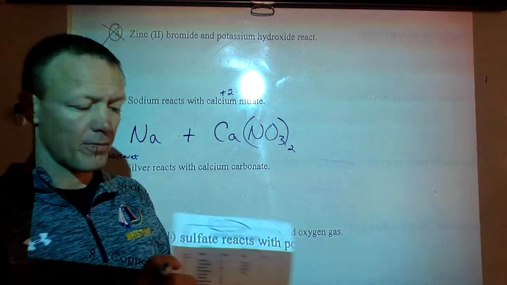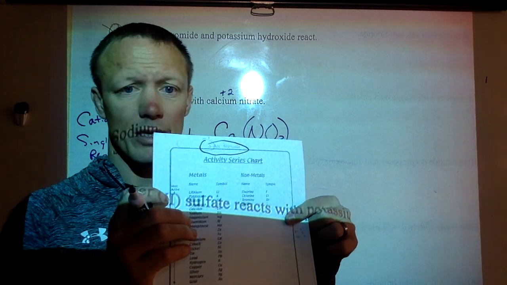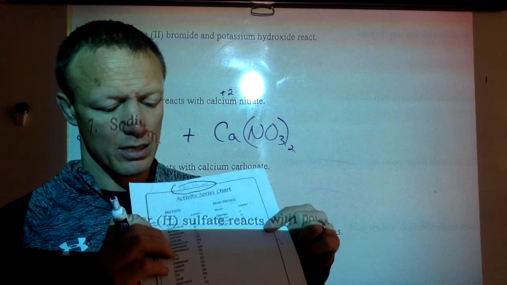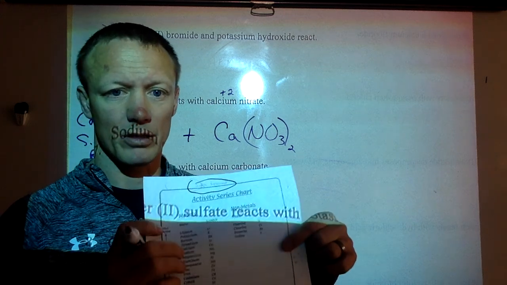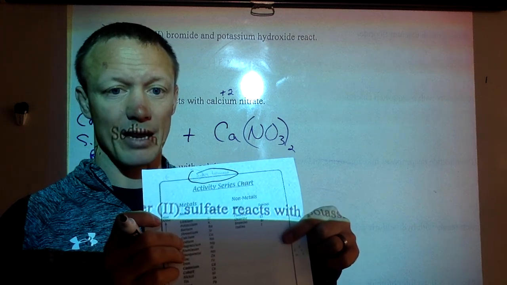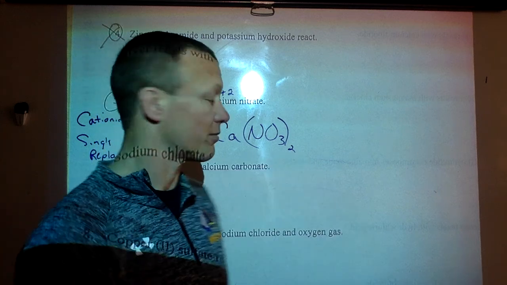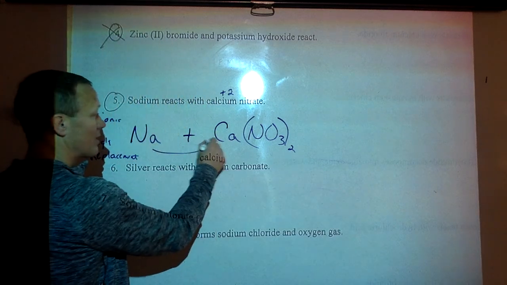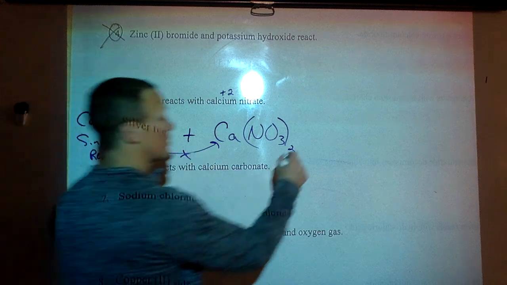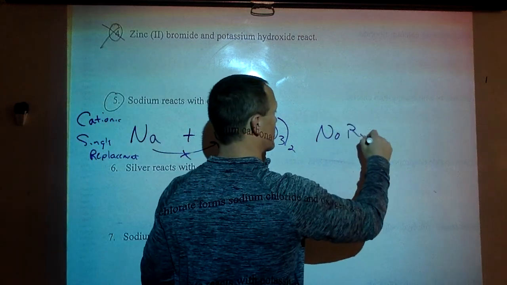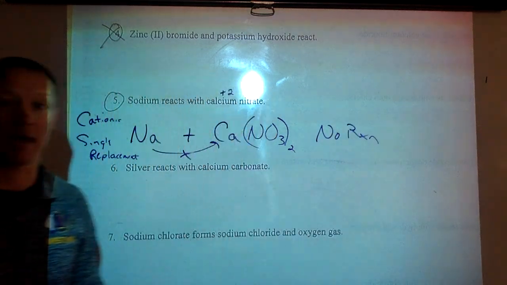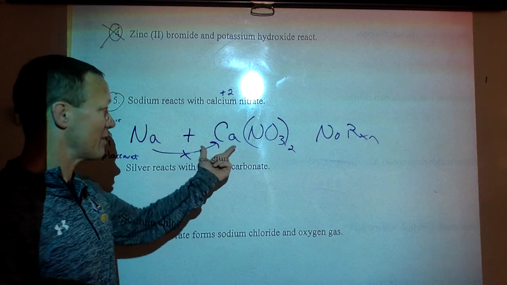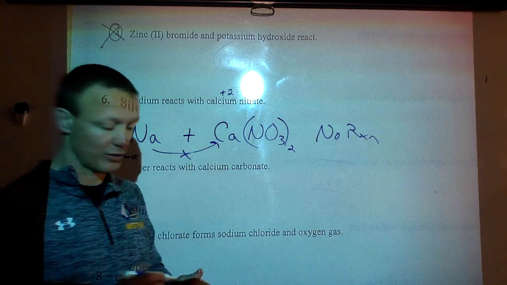Now, if we look on here, sodium is below calcium. So sodium cannot replace calcium. Elements cannot replace things above them. So sodium cannot do that. They cannot replace calcium. This is a no reaction. Reaction would not happen. You mix those two together, nothing would happen. Sodium cannot replace calcium in that situation.